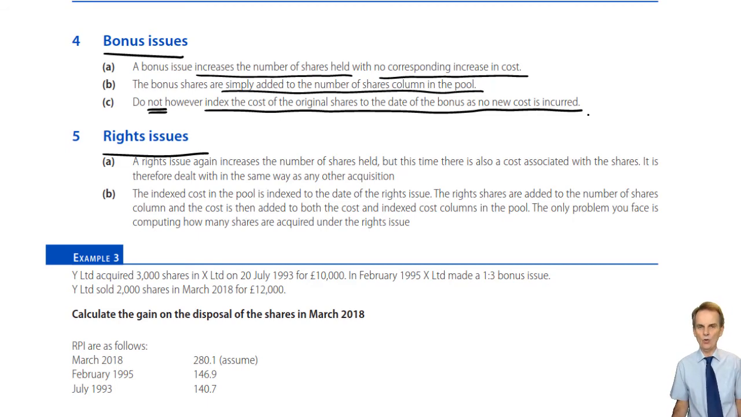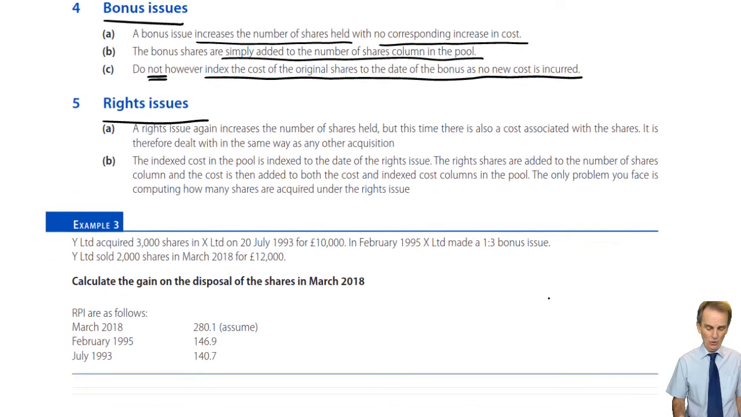It's irrelevant. Don't use it. They might even, if they're not giving you RPIs, give you an indexation factor to the date of the bonus issue. Don't use it. We don't re-index to the date of the bonus issue. We simply add in the extra shares acquired there.